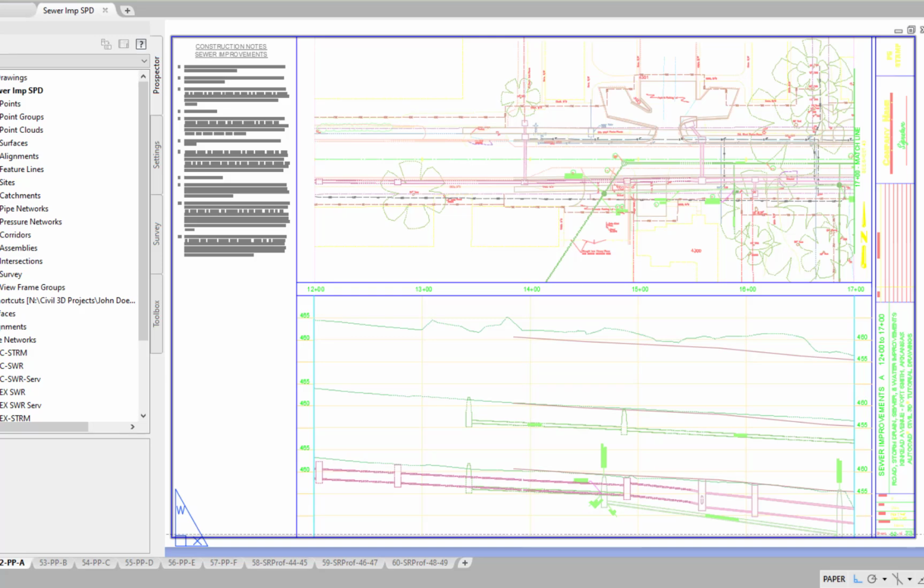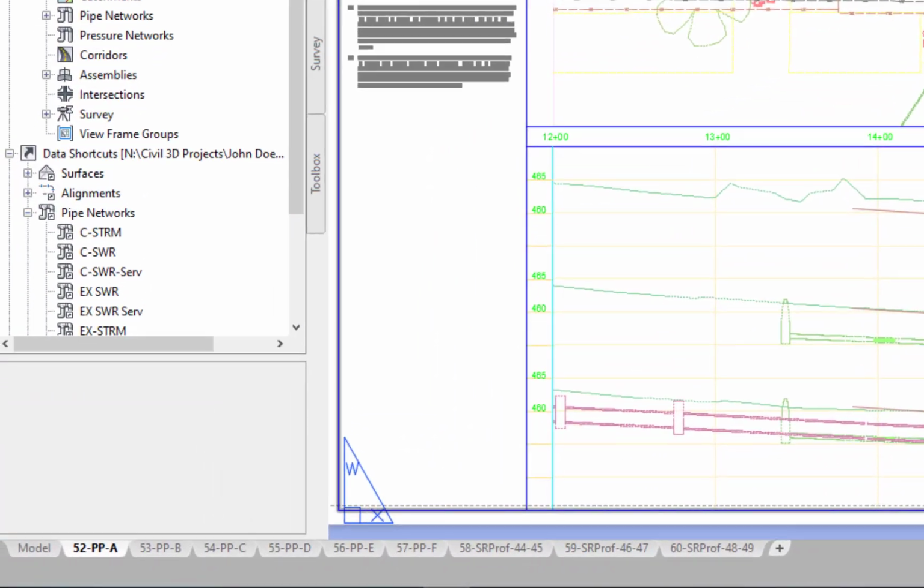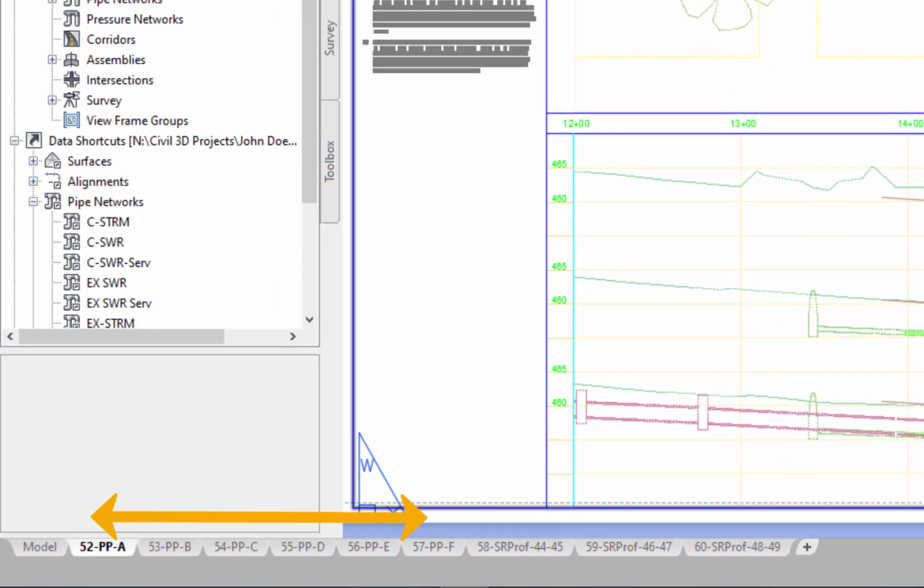The sewer improvement title sheet and notes drawings are XREF'd into the sewer improvement SPD drawing. The SPD drawing is used for the creation of the sewer improvement sheets, which consist of the plan and profile sheets and the side road profile sheets. These sheets are inserted into the improvement drawing set after the drainage improvement drawing, with a starting sheet number of 52 and ending in 60.